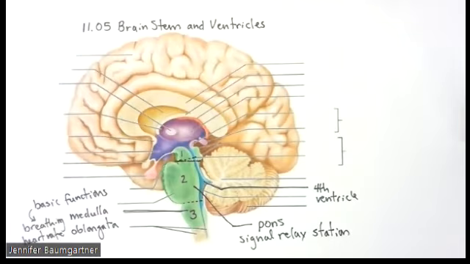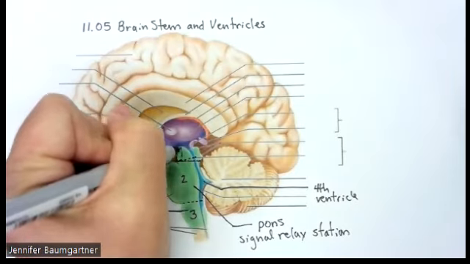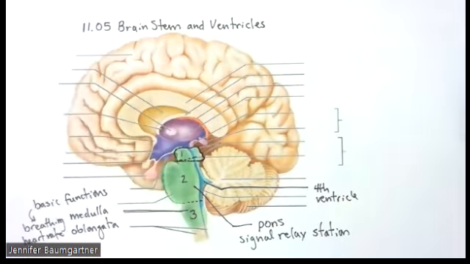It routes the signals as to where they need to go. That leaves the midbrain. We're going to talk about the midbrain a little bit more. So I'm going to do a dashed line around the whole midbrain here. And it's small, but there's a lot going on.